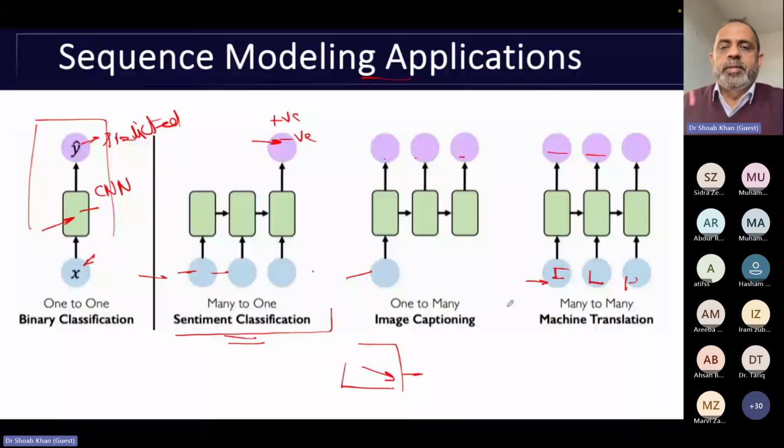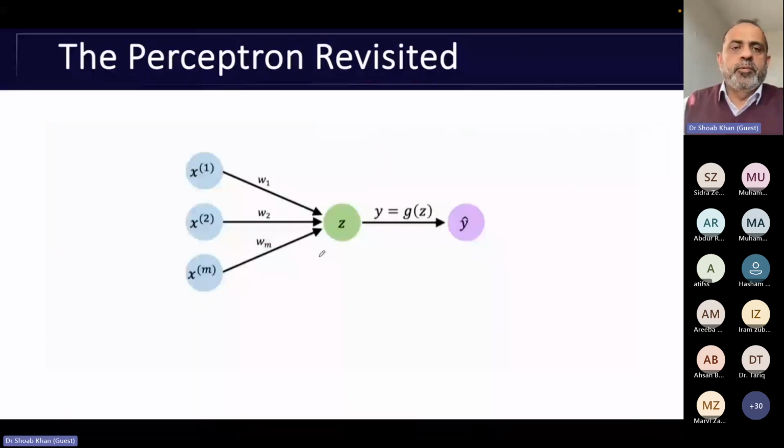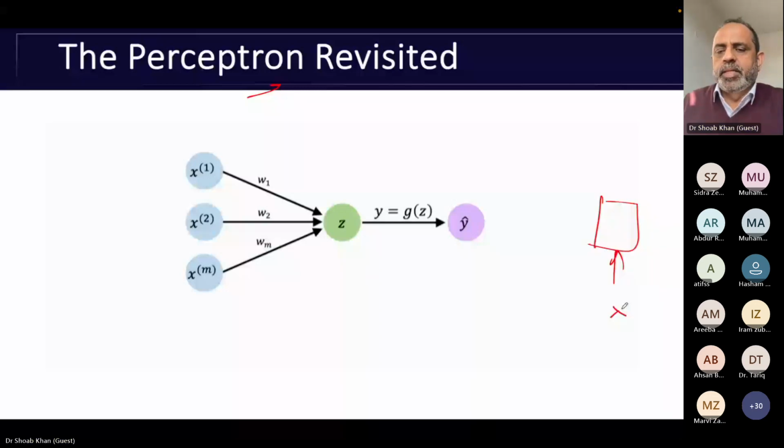So all these are different applications of deep sequence learning and modeling. If you go back and recall this case where you just have one input, one input means that this is X, but X has multiple features, and it is giving you Y, which also has some dimension. So this is a perceptron where you have one simple perceptron, all these weights, and these are the three features. And then you multiply.